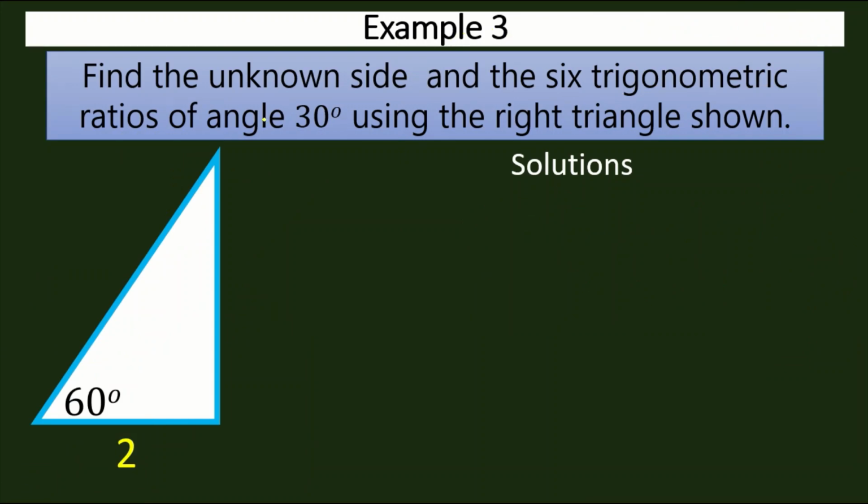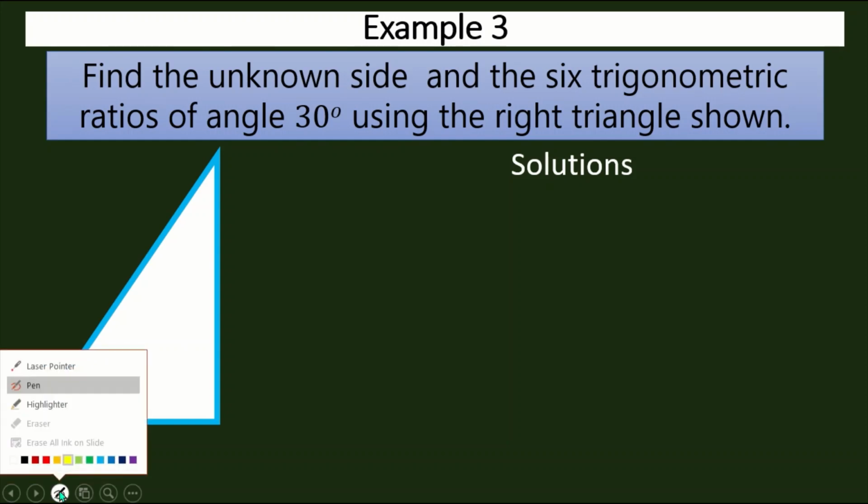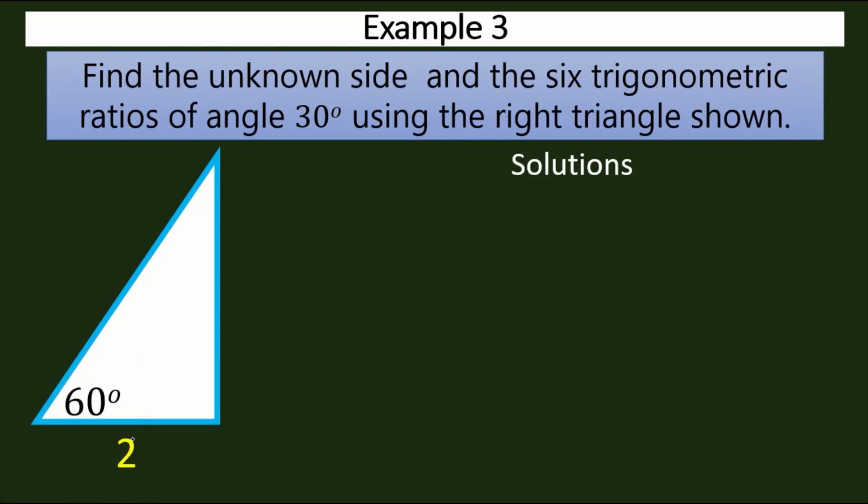Example number 3. Find the unknown side and the 6 trigonometric ratios of angle 30 degrees with the right triangle shown. Okay, so let us observe our given. We have a right triangle with one angle that measures 60 degrees and the measurement of one side, which is 2 units. Okay? And to get the 6 trigonometric ratios of angle 30 degrees, we must complete the parts of the right triangle. Okay, so we have the 60 degrees and we have a right triangle.